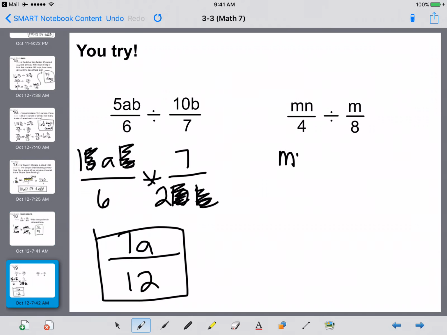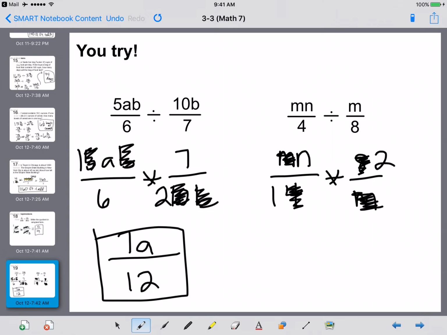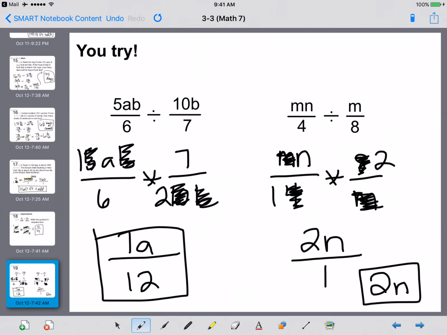We're going to multiply by our reciprocal over here. So we stay, switch, flip. We've got M's in both places. 4 goes into 4 1 time. 4 goes into 8 2 times. So we end up with 2n over 1, or just straight up 2n.